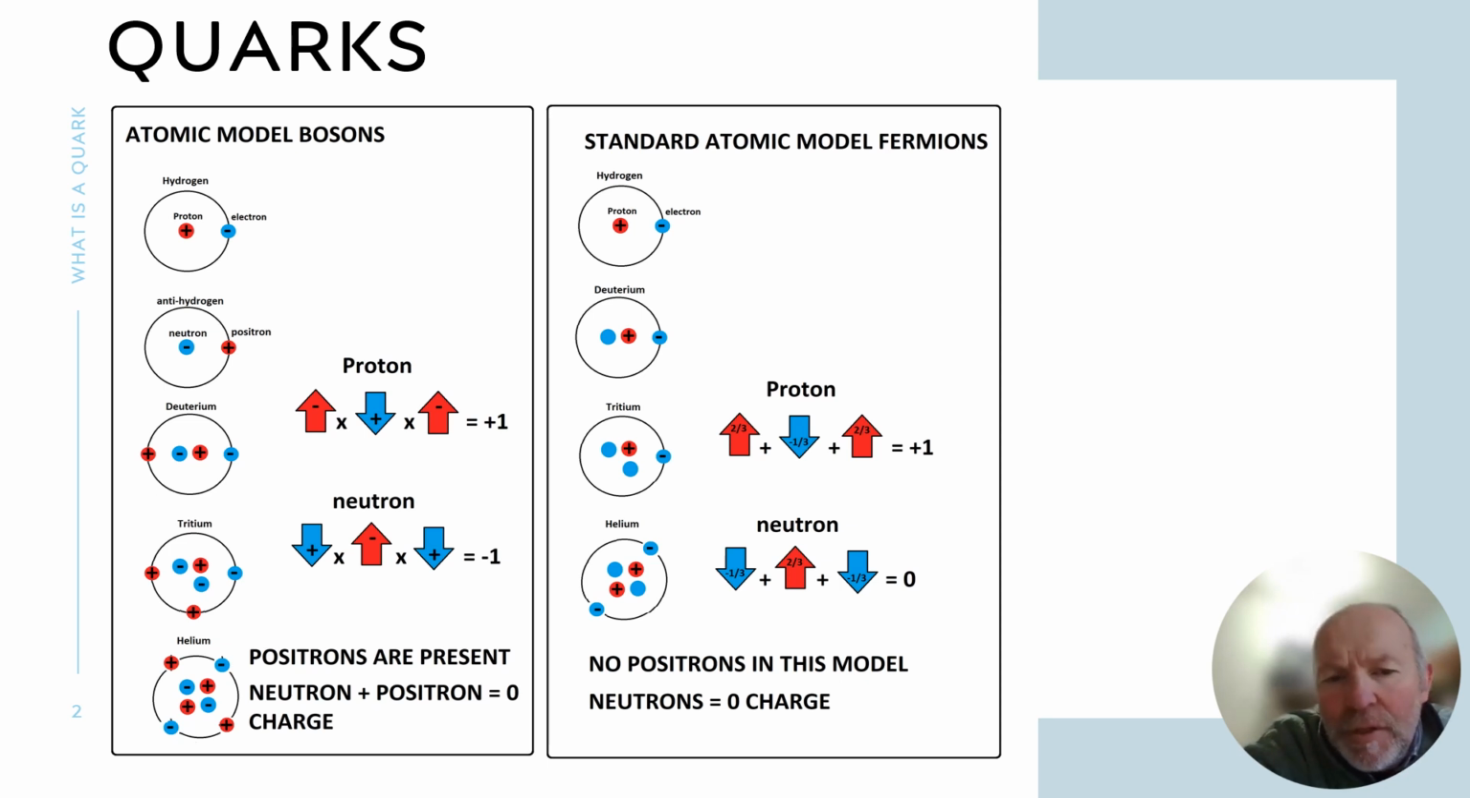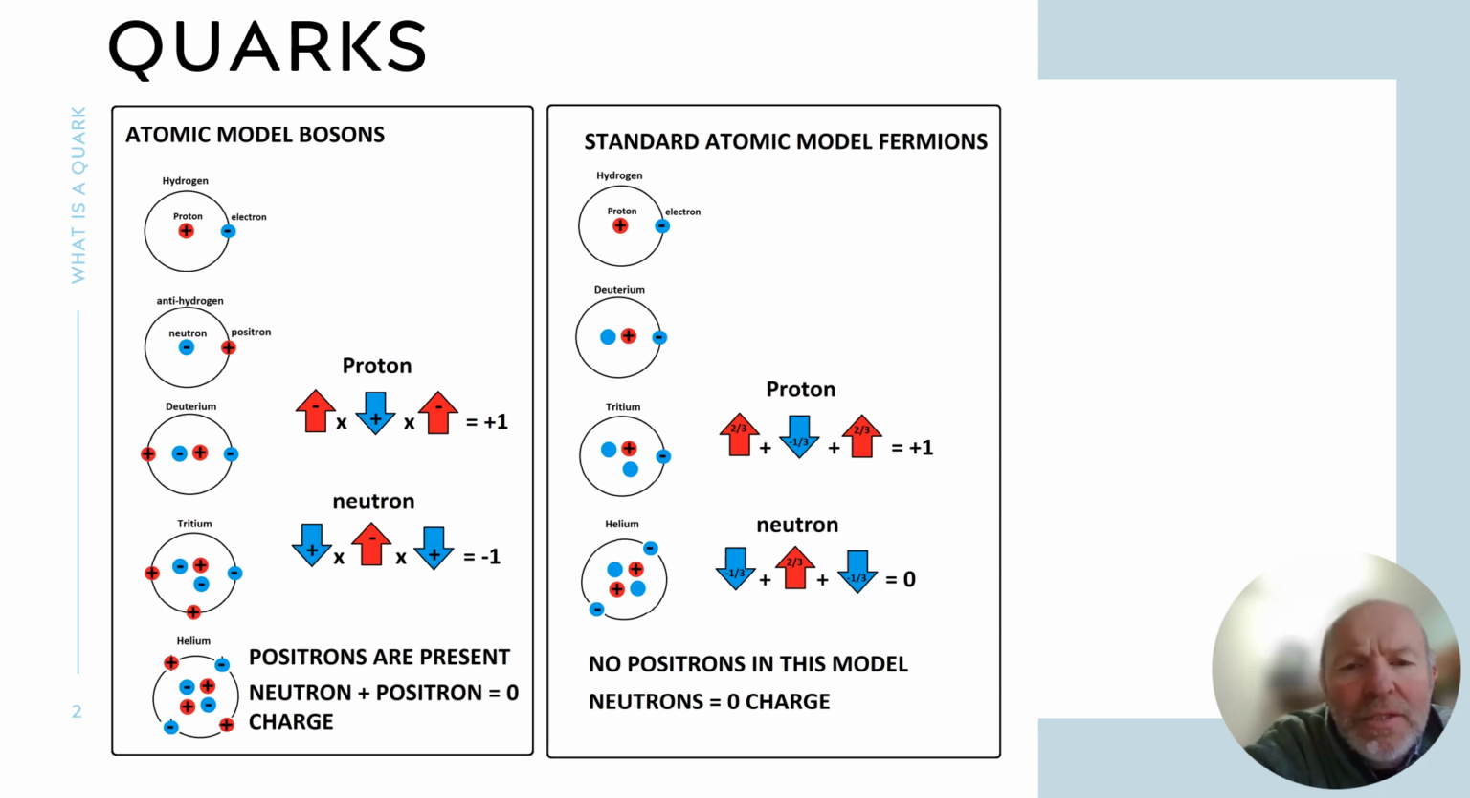But in the case of the neutron in this new charge model for boson statistics, what we get is 2 down quarks, 2 pluses and 1 minus, multiply them together, we get -1. So here in this new model, a new atomic model, bosons within the nucleus of an atom, we have neutrons that are -1 charge.